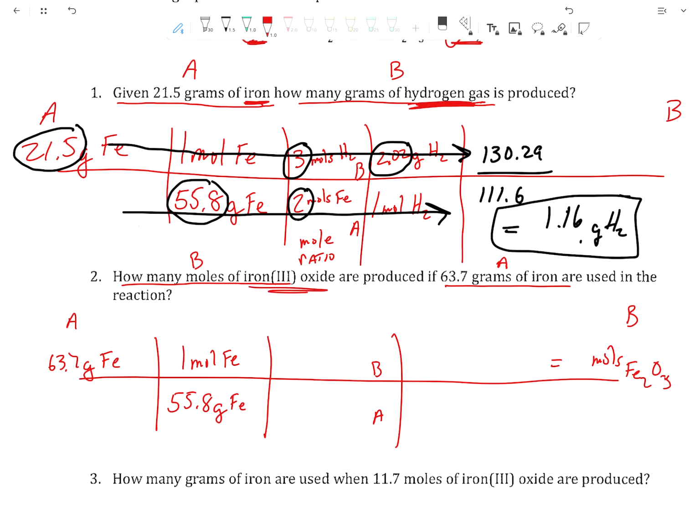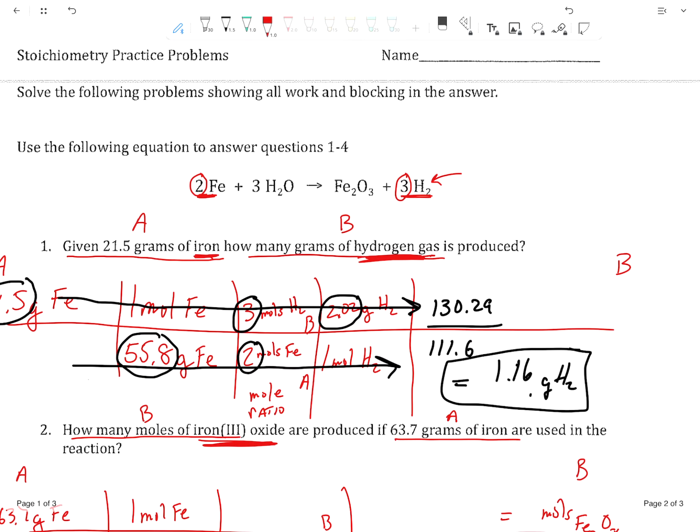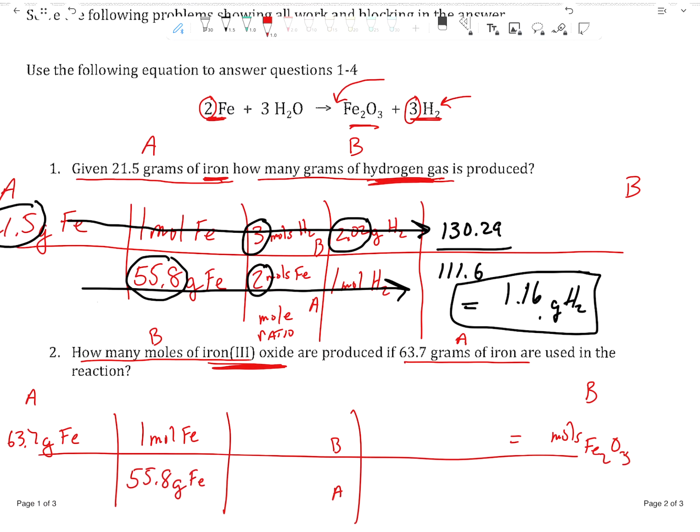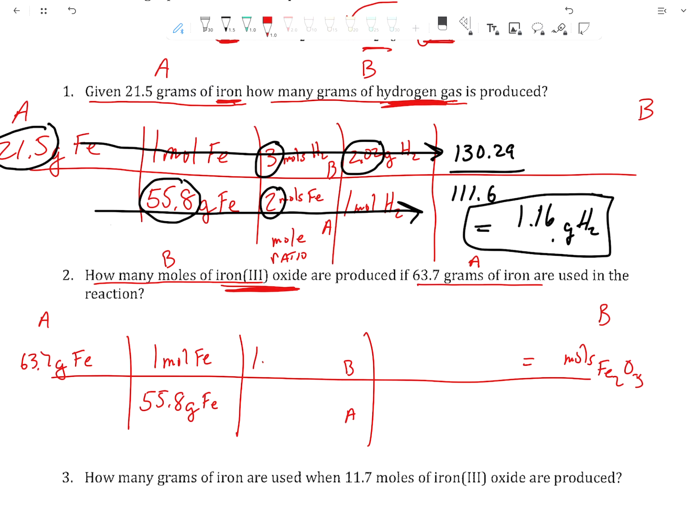The moles of B is our iron 3 oxide. And if we look at our equation, iron 3 oxide is right here. There's no number in front. You don't see it there. But there really is a 1. We just don't have to show it. So we're going to put 1 mole of Fe2O3.